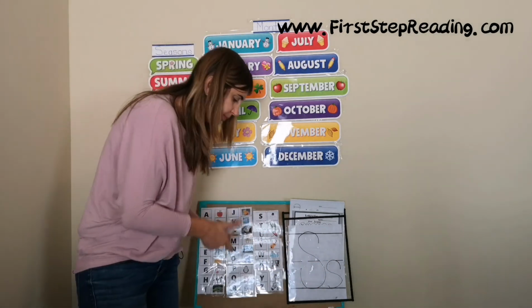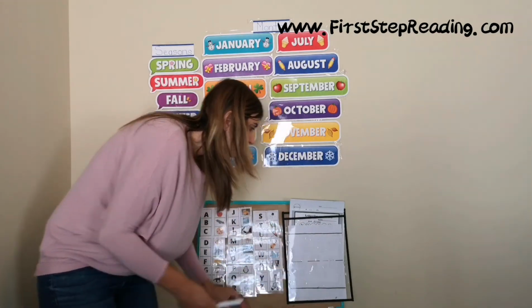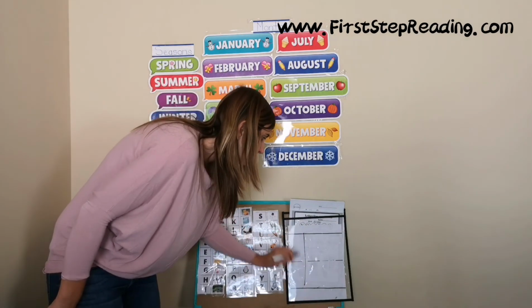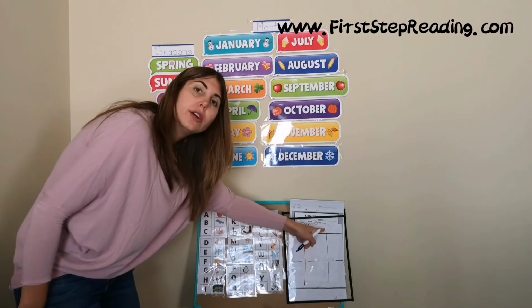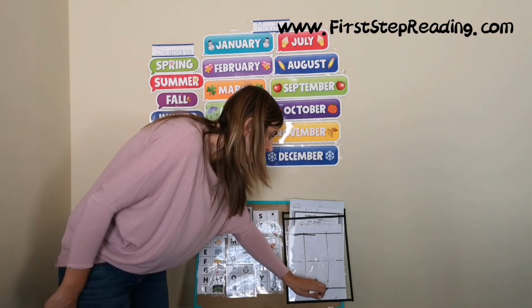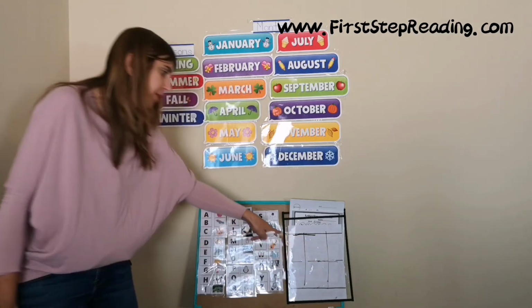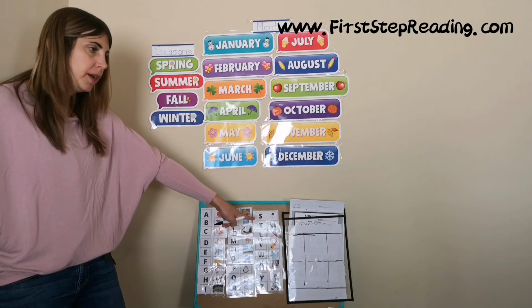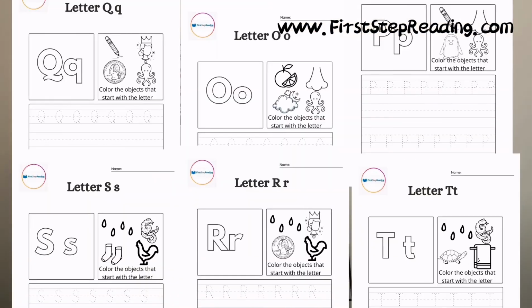Now your T. T says t, t, t. Straight down and cross. The lowercase t goes from the top all the way to this bottom line. But it crosses in the middle, and the uppercase T crosses on the top. And they both say t, t, t. Okay, so you can practice writing your O, P, Q, R, S, and T.